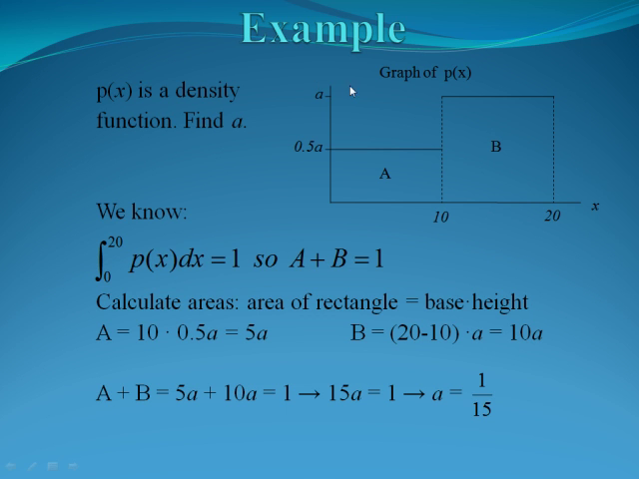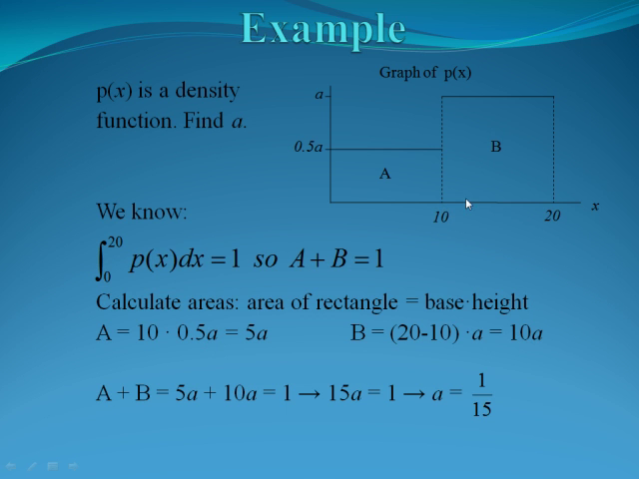So here, our probability density function is defined from 0 to 20, so those are our bounds. So we know that the area under the curve equals 1. So that tells us that the area under A plus the area under B has to equal 1. Well, fortunately, these are nice rectangles. We know how to find areas of rectangles. We're going to do base times height. So the area of A, my base is from 0 to 10, and then my height is 0.5a. So the area of A is 10 times 0.5a, which is 5a.